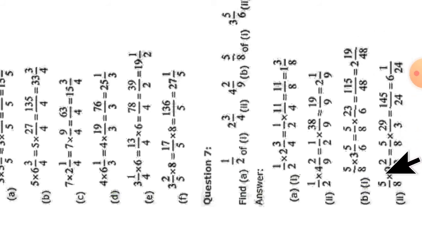Now 5 upon 8 into 9 integer 2 upon 3. 9 3s are 27. 27 plus 2 will be 29. So 5 upon 8 into 29 upon 3 equal to, 29 5s are 145 and 8 3s are 24. So 145 upon 24. Divide 145 by 24, you will get 6 integer 1 upon 24.